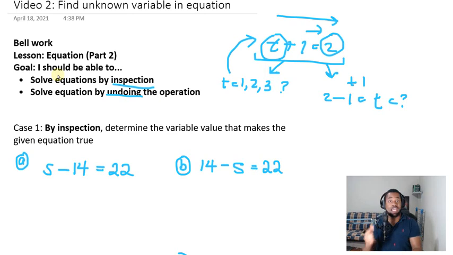And in case 1, by inspection, which means we're going to try numbers, we want to find the variable that makes this equation equal to 22. We know that a number minus 14 gives you 22, which means that s must be a really big number to get to a positive number. So the big number must be greater than 14.